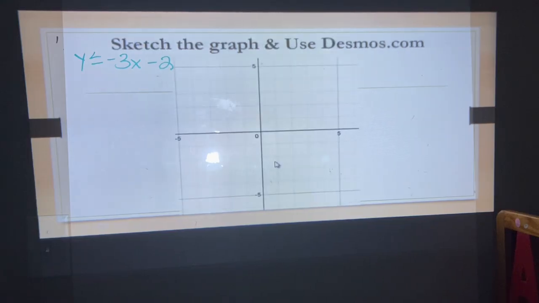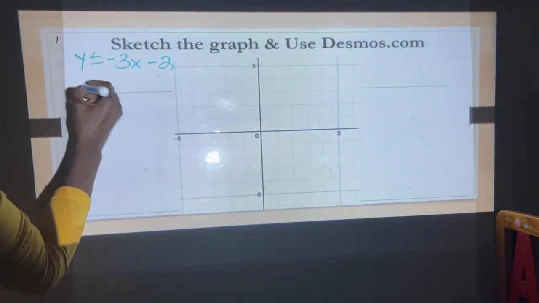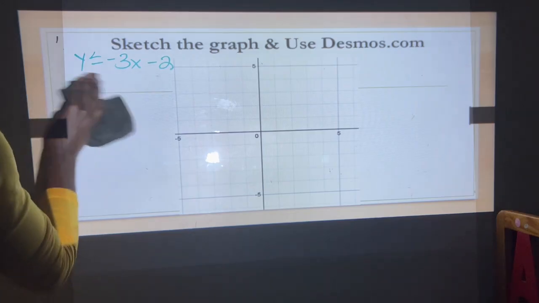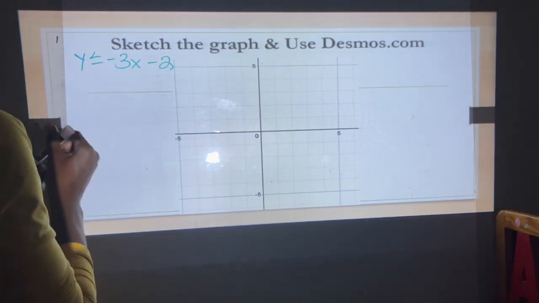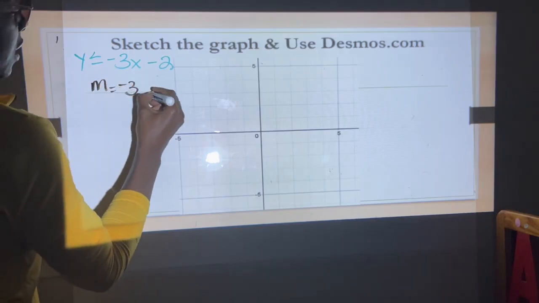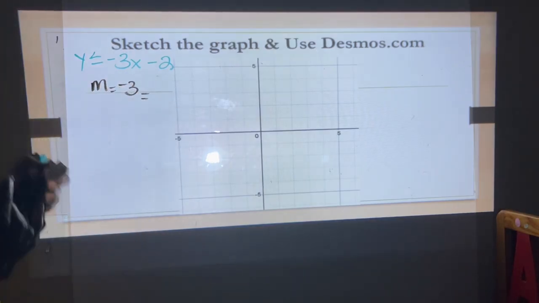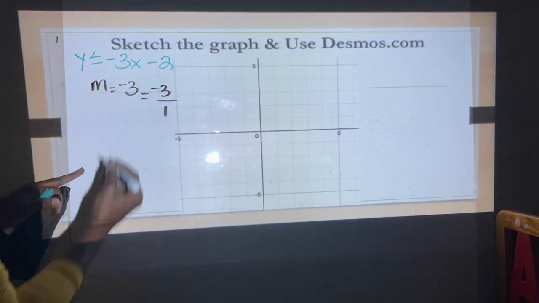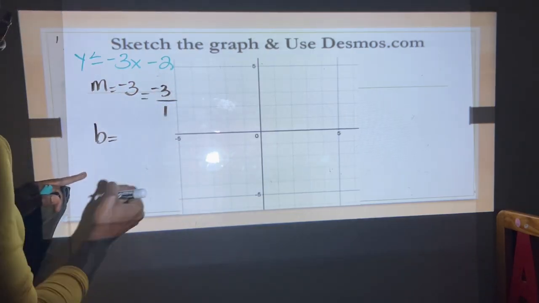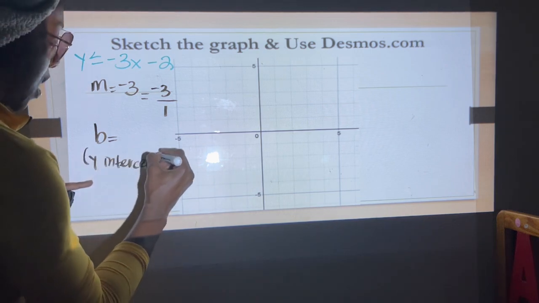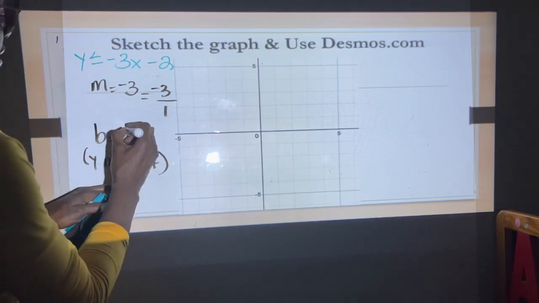All right, so we know that we need our slope. I don't know if that's a good color for y'all. We need our slope. Our slope is negative 3. In order to graph using your slope, change that to a fraction of negative 3 over 1. We'll talk about it in a second. We need our y-intercept. B, that's the y-intercept, where your graph crosses the y-axis. Our B is negative 2.